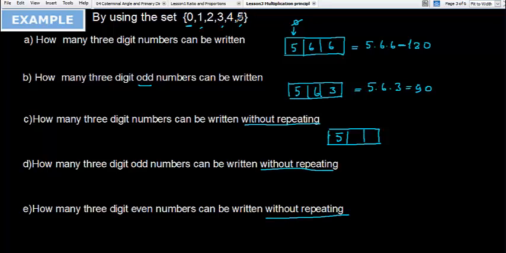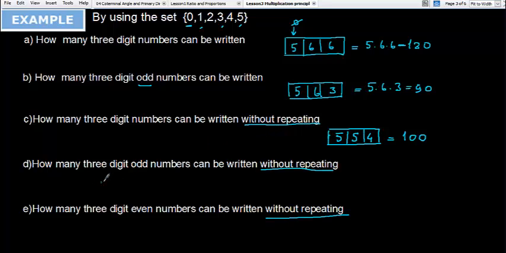Then for the second box, we have 4, 3, 2, 1. So we have 5 possible cases again. And for the third one, we used both of them. So we have 4 possible cases. So the answer is 5 times 5 times 4, which is equal to 100.